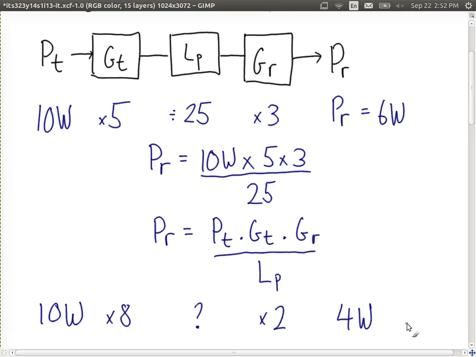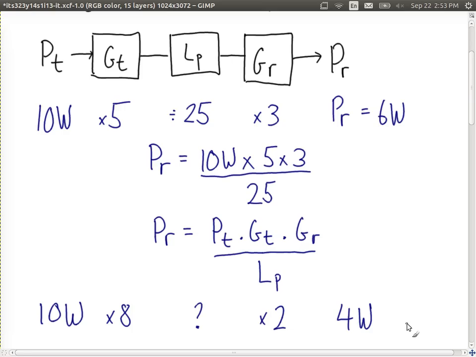Just check, 10 watts times 8 brings us up to 80. A loss of a factor of 40 brings us down to 2. We start at 80, a loss of a factor of 40, we divide by 40, down to 2, a gain of 2 brings us up to 4, so we receive at 4 watts. So we can do any rearrangement with this equation. If we know 4 of the values, we can find the fifth.